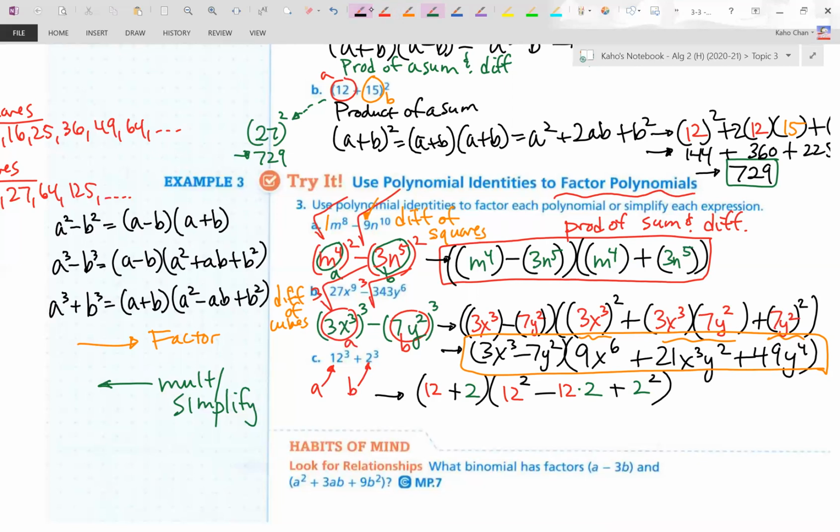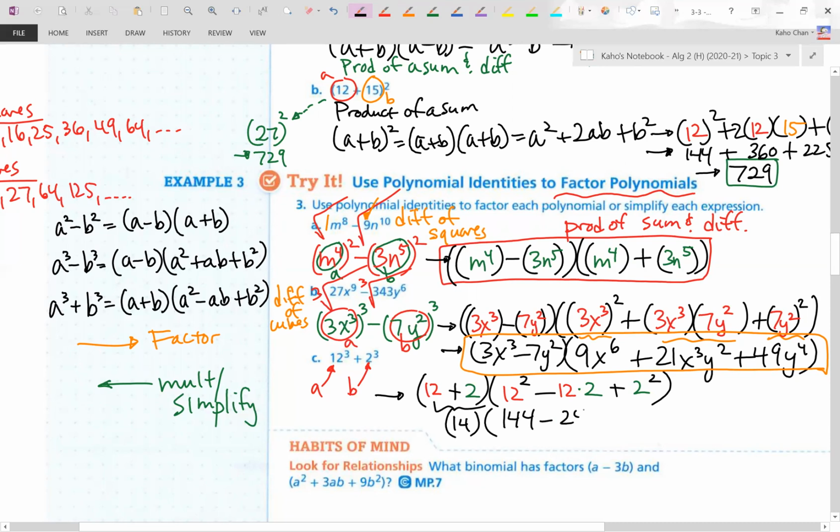And clean this up. Wow. This is like a roundabout way of solving problems. And you just go and simplify that, right? 12 plus 2 is 14. I know this is crazy. 12 squared is 144 minus 24 plus 4. This equals 14 times, 144 minus 24 is 120, 120 plus 4 is 124. I know, this is pretty crazy. And that will give you 1736 when you multiply those, okay? I know, you could have done 12 cubed plus 2 cubed, and you'll get the same answer. All right. Woo.